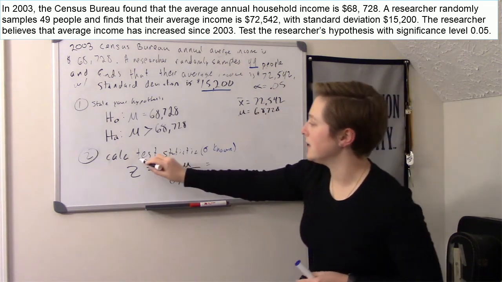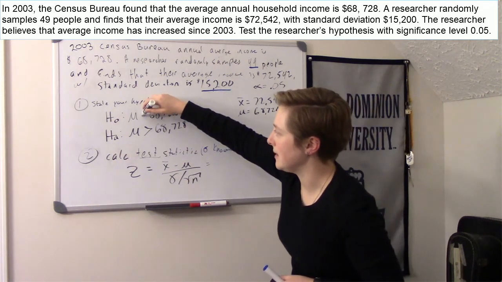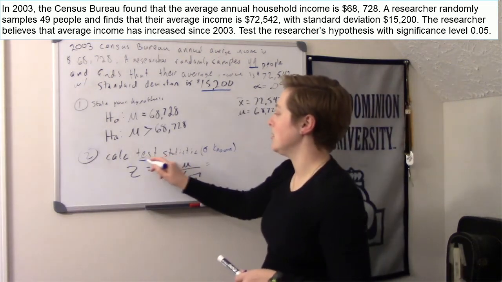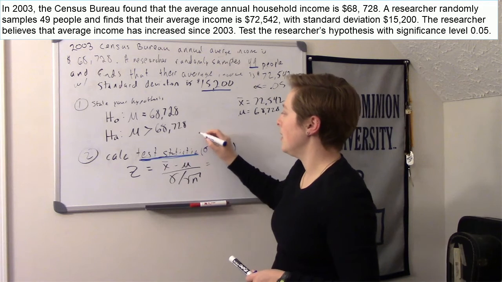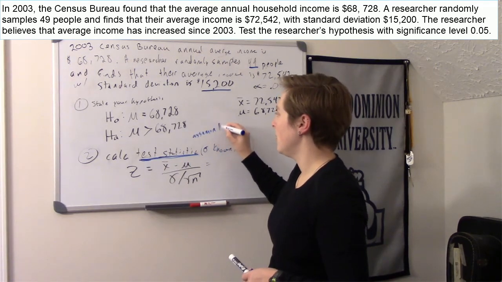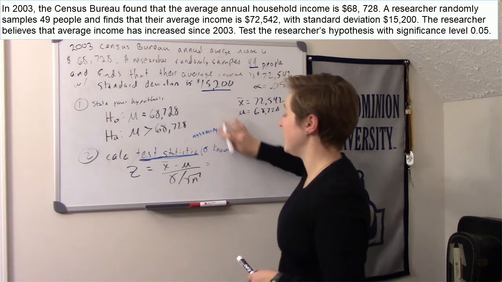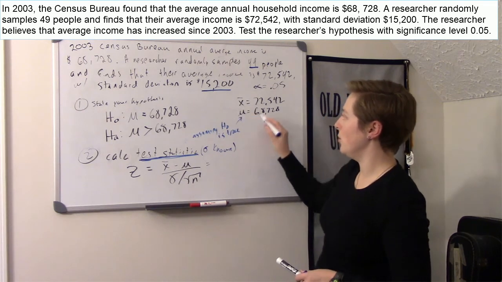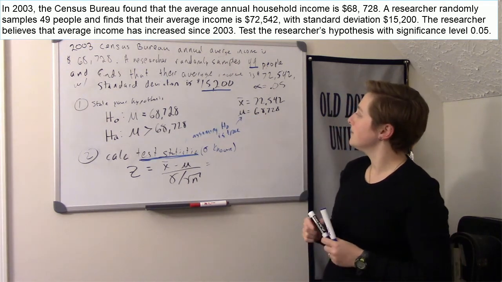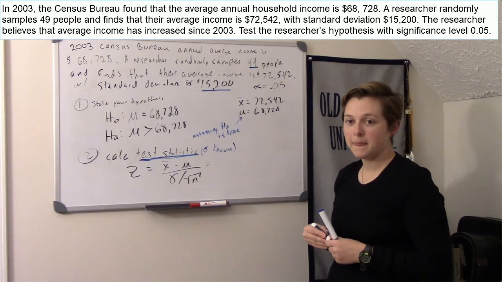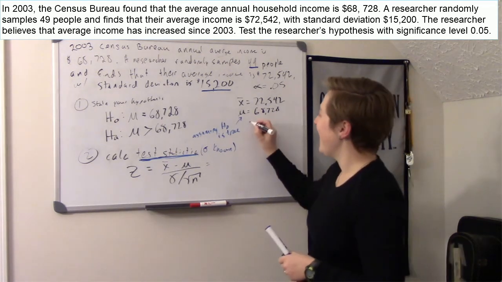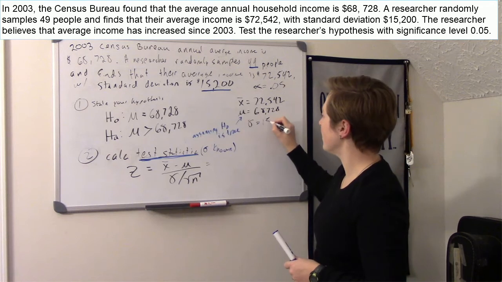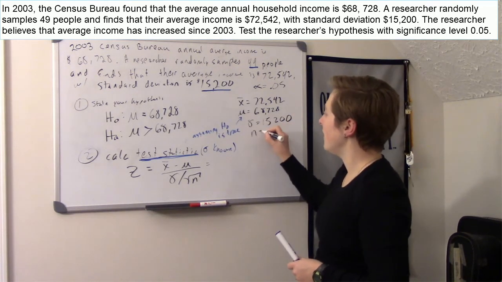You always calculate your test statistic assuming the null is true. That's why the null always has the equal sign. Okay? So your test statistic is always calculated assuming H0 is true. And that's a general rule. Okay? So that's why mu equals 68,728. Make sense? Okay. Sigma, right, which we're going to assume is close to the population sigma. Okay, and then n is 49.